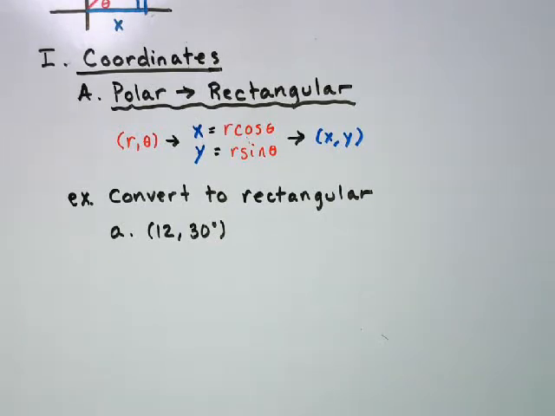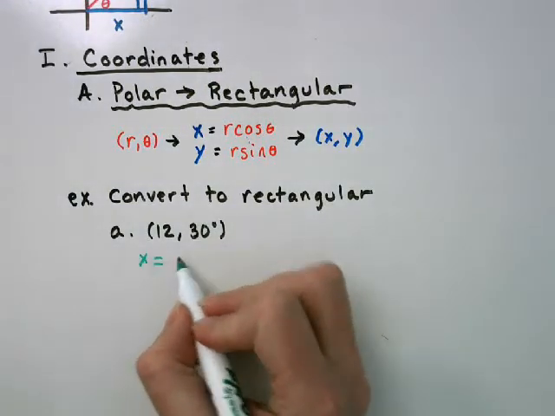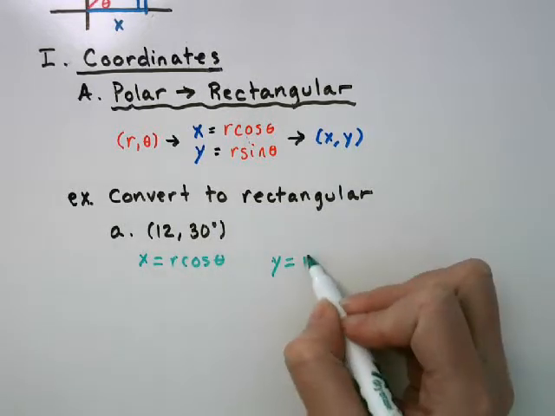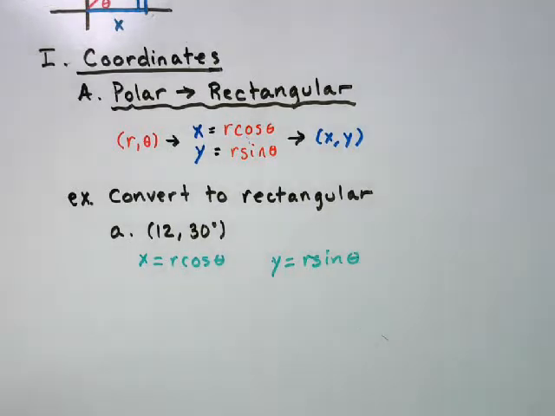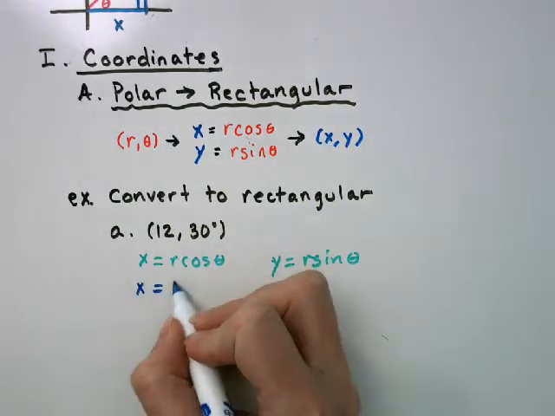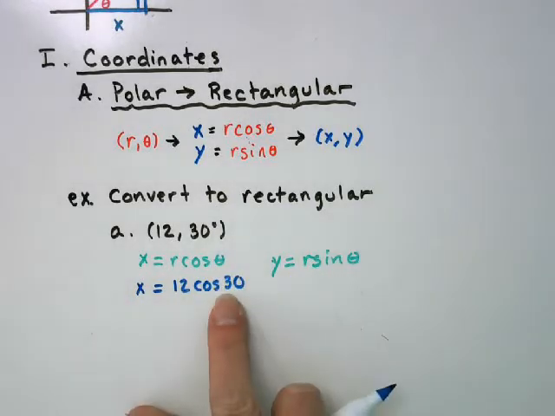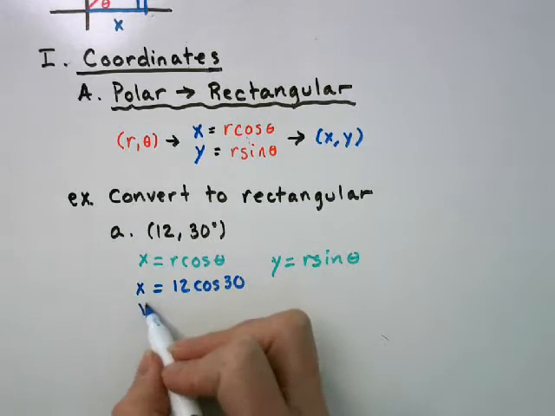So let's convert a coordinate. So we're going to convert to rectangular. So we have an r and a theta, and we want an x and a y. So x is going to equal r cosine theta. Y is going to equal r sine theta, always. So in my example, x is going to be 12 cosine 30. We'll use our unit circle to evaluate this part.